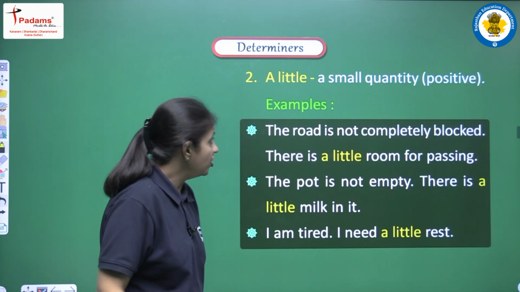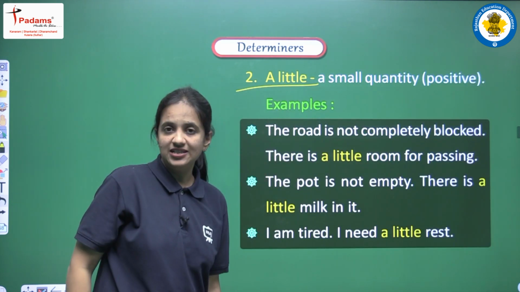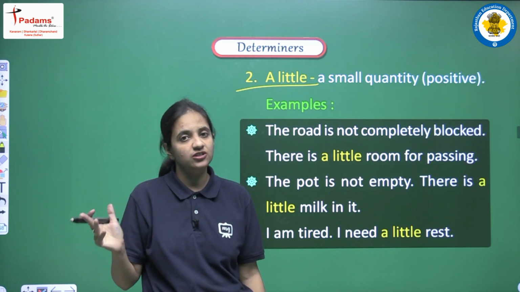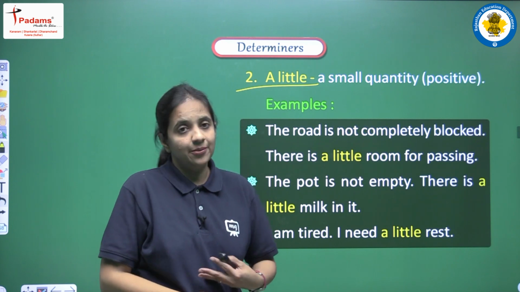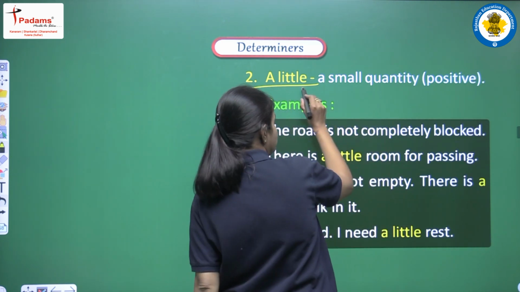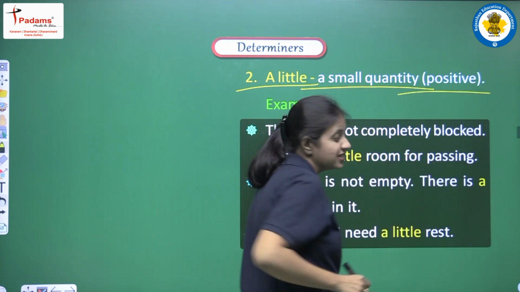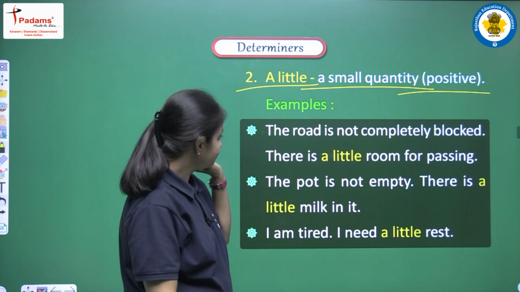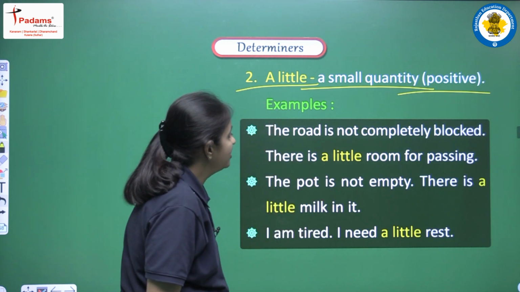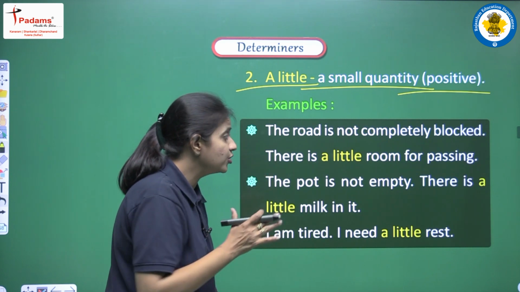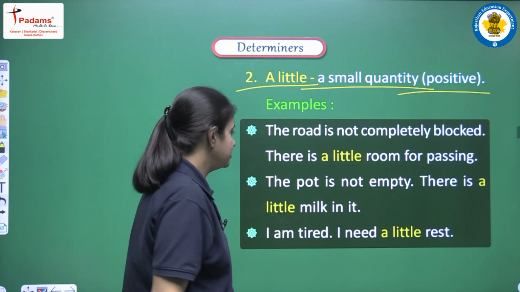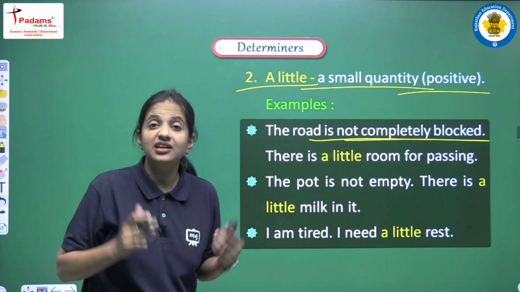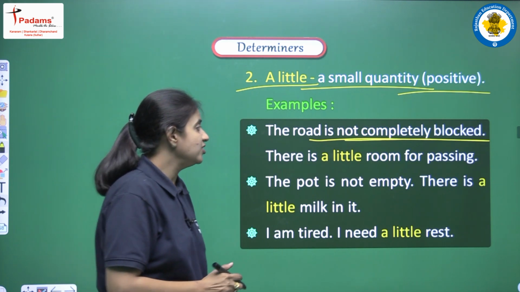Clear? Moving on, next we have a little. You can recall when we discussed a few, right? A few was used to show some positive number. Similarly, a little is used to show a small quantity, and yes, it has a positive meaning in the sentence. Let's see some examples. The road is not completely blocked. There is a little room for passing. Here we are saying that the road was not completely blocked, so this is the reason we are using a little.